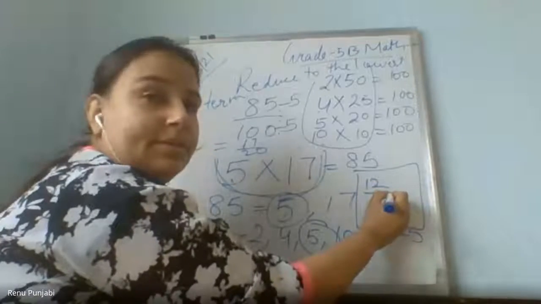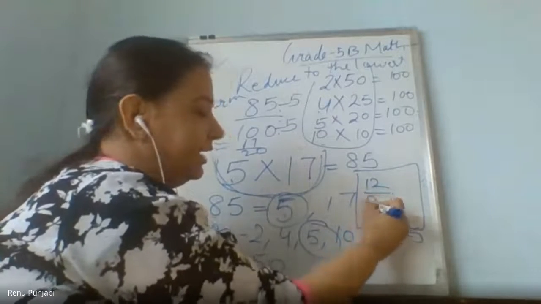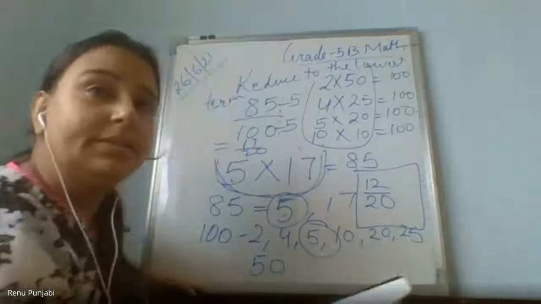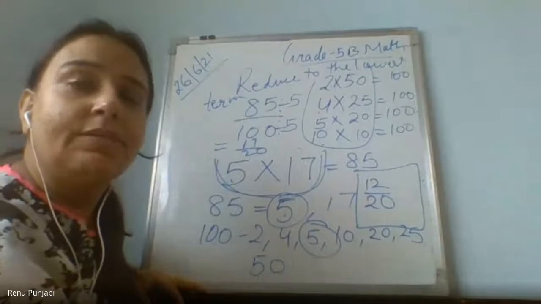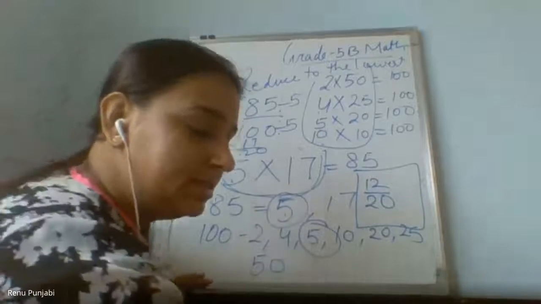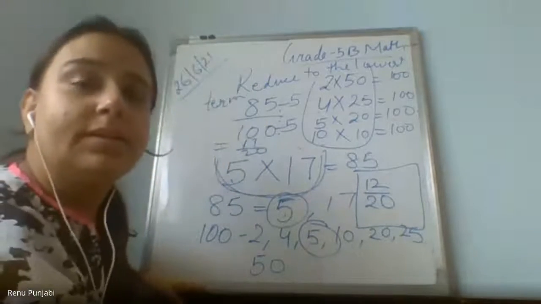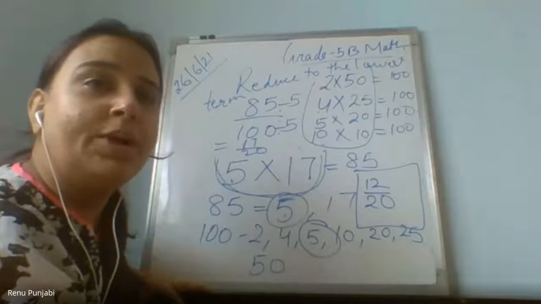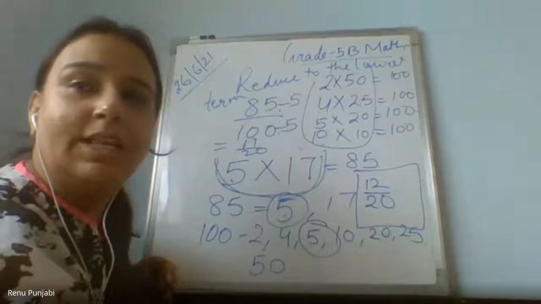12 upon 20. Find the lowest term of 12 upon 20. Write fast and tell me fast. Jahan Agarwal, Dhyan Dalal, start doing in your notebooks. 12 upon 20.